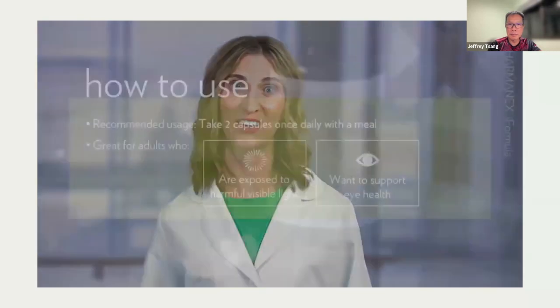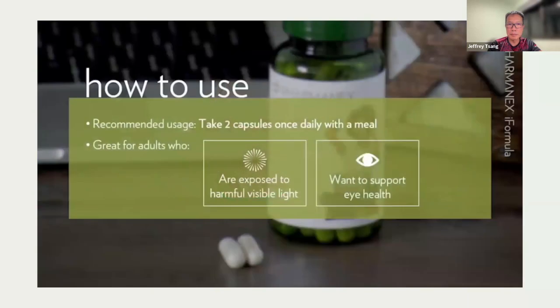Eye Formula is easy for you to integrate into your lifestyle. Simply take 2 capsules once daily with food. Lutein and zeaxanthin are carotenoids and fat soluble, so taking it with food that has fat in it will help to improve the absorption. Eye Formula is great for adults who are exposed to harmful levels of visible light or who just want to support eye health.